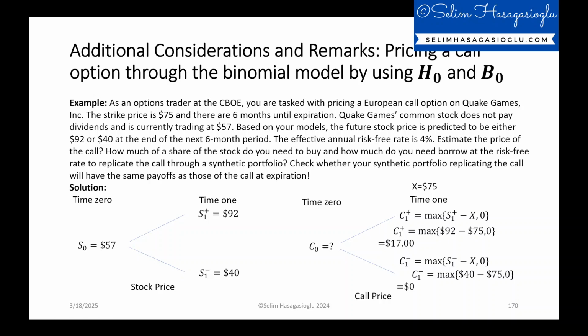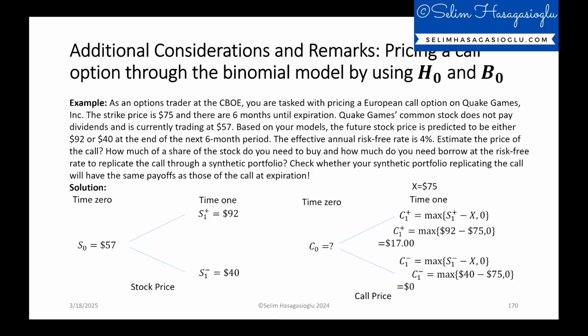Let's try to price a call option through the binomial model by using H0 and B0. As an options trader at the CBOE, you are tasked with pricing a European call option on Quake Games Incorporated. The strike price is $75 and there are 6 months until expiration. Quake Games common stock doesn't pay dividends and is currently trading at $57.